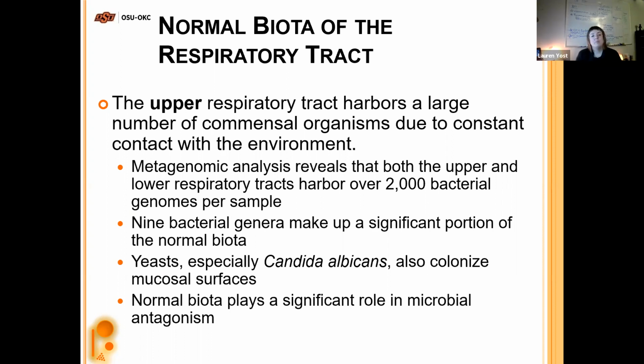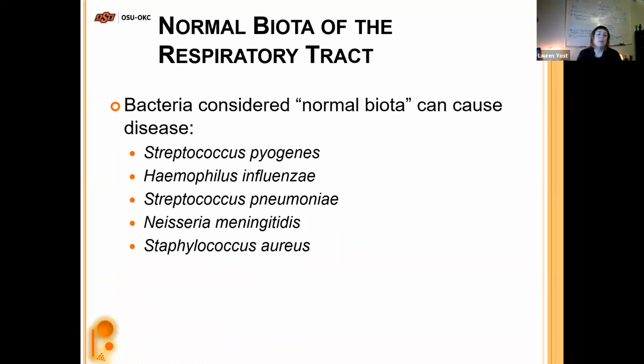So moving on to the normal biota of the respiratory tract. The upper tract has quite a large number of commensal organisms living within it. I'm not going to get into the details of that, but we have bacteria, quite a lot of bacteria, and we have yeasts as well. All of these are important in microbial antagonism, which is where the microbes themselves are going to help protect us from the bad microbes that would be coming in.